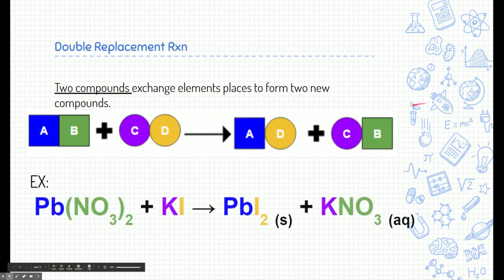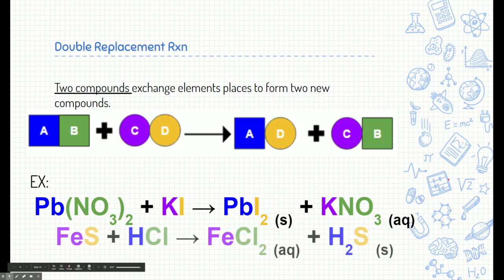So here's lead II nitrate and potassium iodide. Lead is going to go dance with iodine, and potassium is going to go dance with nitrate. Same thing, iron II sulfide and hydrochloric acid both do a double replacement reaction, each switching their elemental partners.